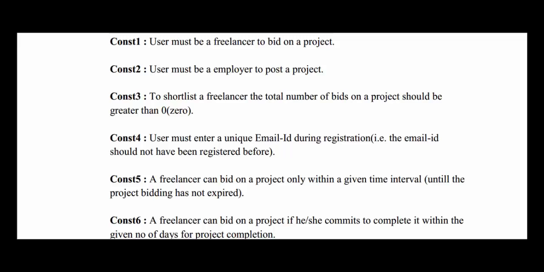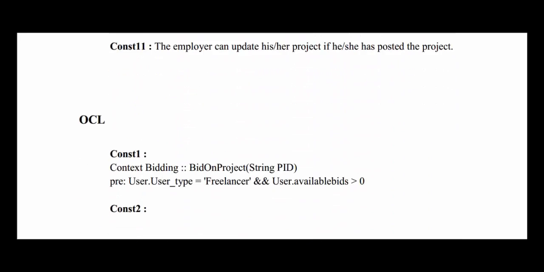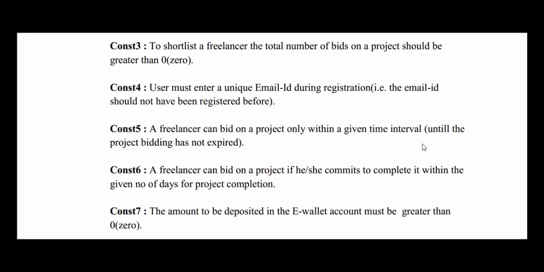This is our OCL, Object Constraint Language. Our first constraint is: user must be a freelancer to bid on a project. The answer is context bidding, bid on project, which is our method. Pre: user, our class name, dot user type, our attribute name, equal to freelancer, and user dot available bids greater than 0, which means if the user wants to bid, then the number of available bids must be greater than 0.